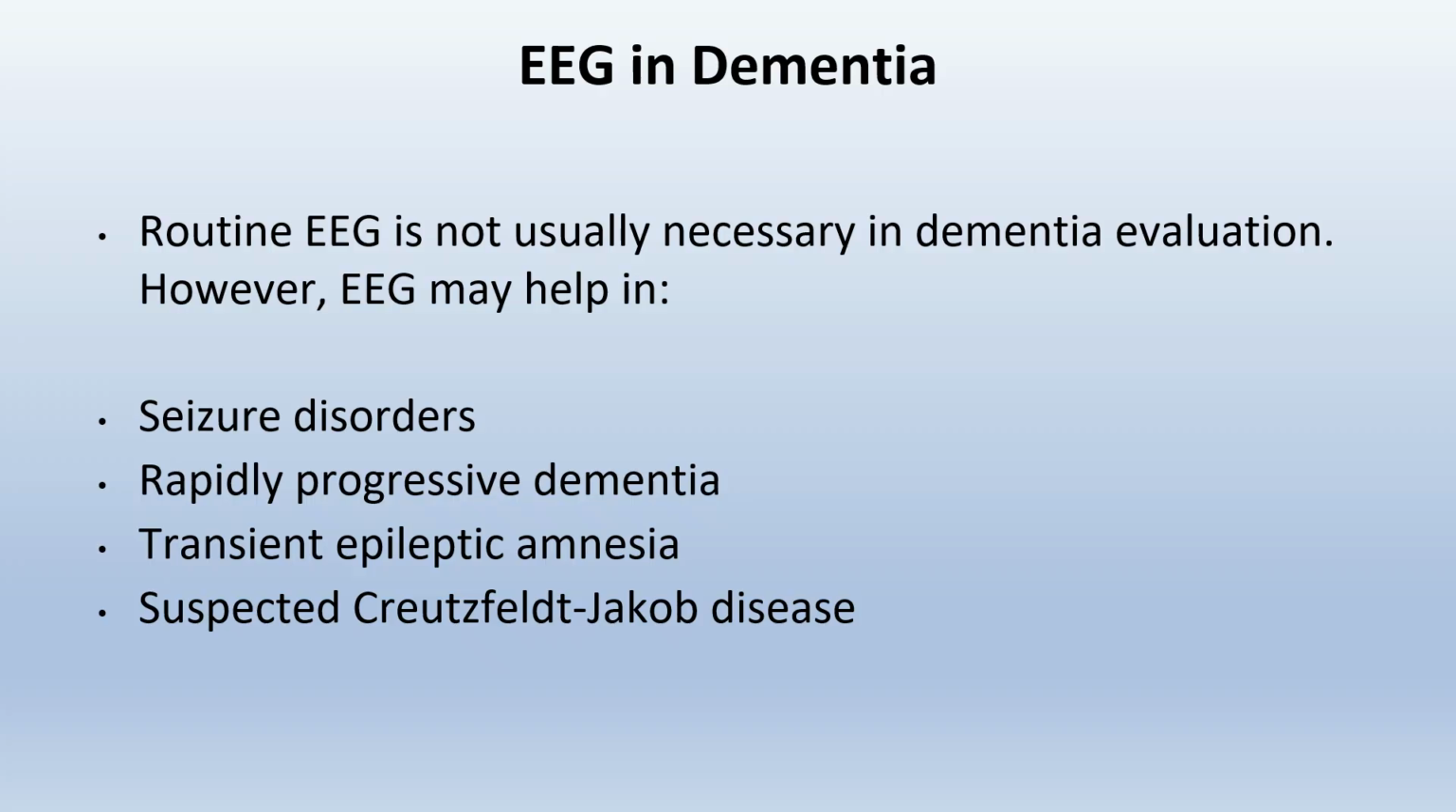EEG in dementia. Routine EEG is not usually necessary in dementia evaluation. However, EEG may help if there is seizure disorder, rapidly progressive dementia, transient epileptic amnesia, suspected Creutzfeldt-Jakob disease.